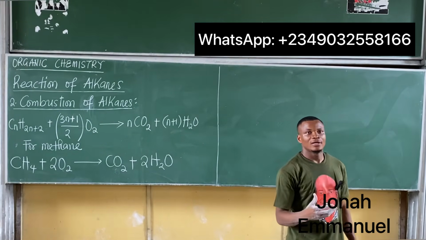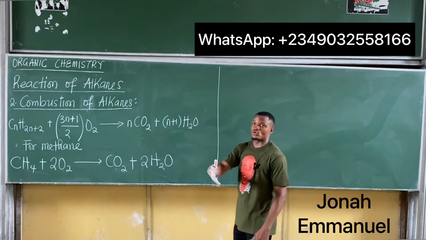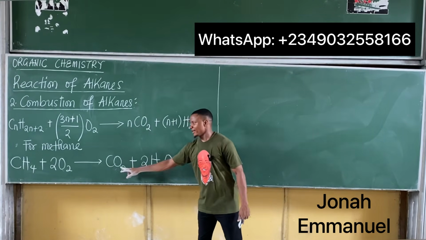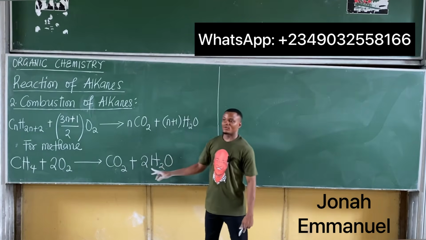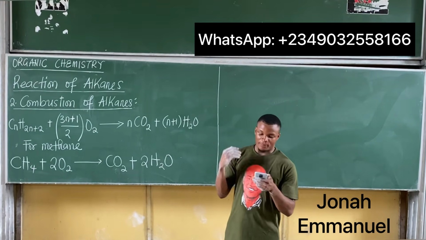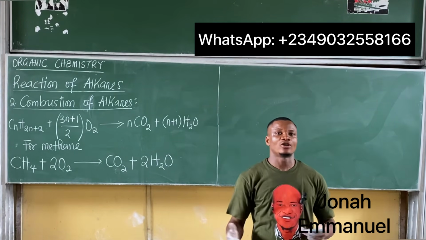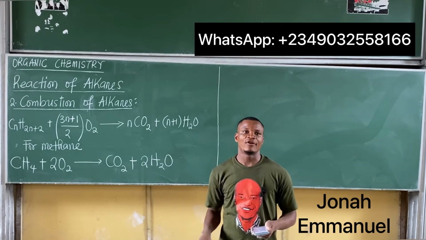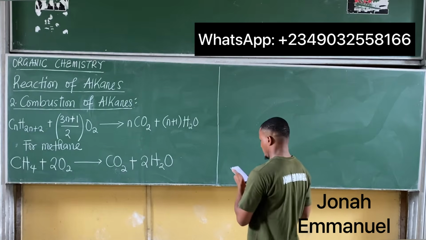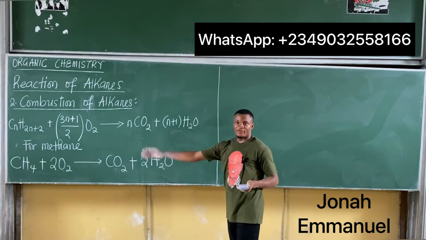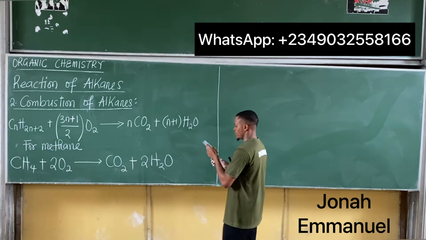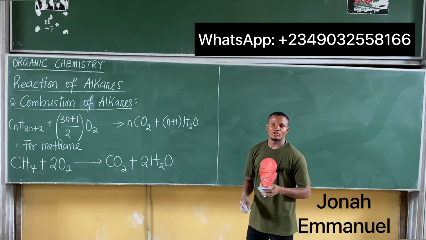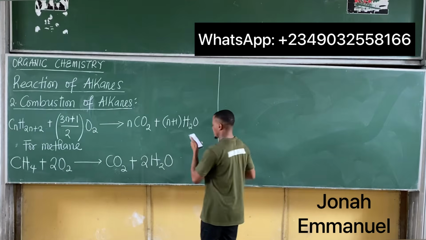Please note that the products of the combustion of alkanes are carbon dioxide and water. The combustion of alkanes gives you 2 products, carbon dioxide and water. So that's it. If you're done, please put n as 4 here, get butane.